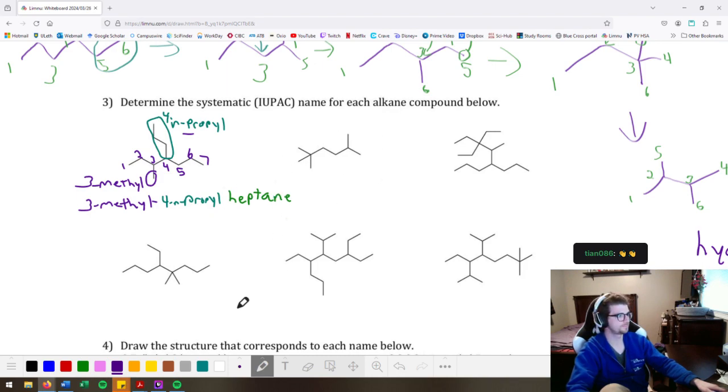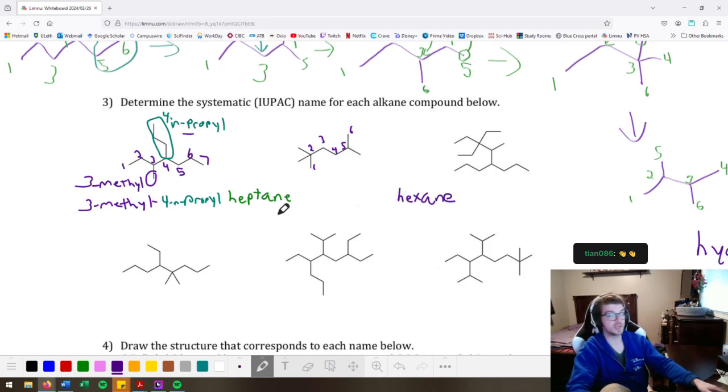Okay, so for this one, now the longest carbon chain is going to be real easy to find, actually. So I'm going to start from this one. We'll go 1, 2, 3, 4, 5, and 6. Okay. So with a primary chain of 6 carbons, we know that's going to be a hex. They are all single bonds. There's no double bonds, no unsaturations in here, so it's going to be a hexane.